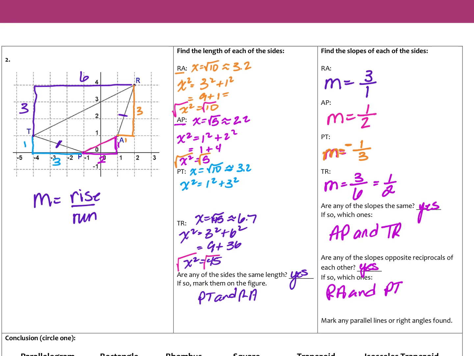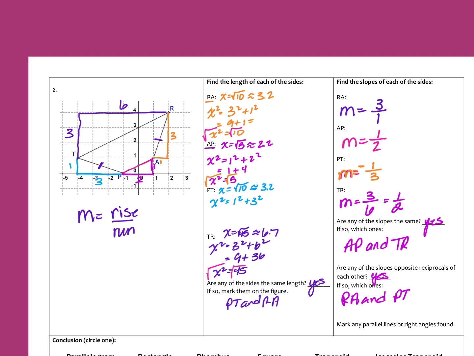So now it says mark any parallel lines or right angles. So which ones are parallel? Oh, we already know. If my slopes are the same, this is parallel. And this one means that they're what? Right angles. Okay, does that make sense? Right angles, parallel. Sorry, let me move that up a little bit.